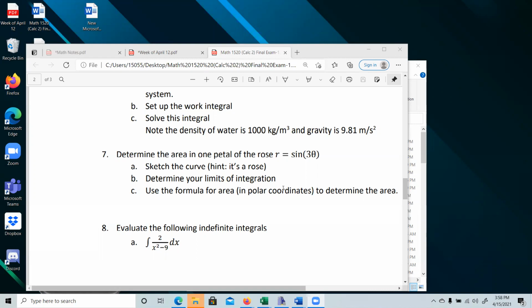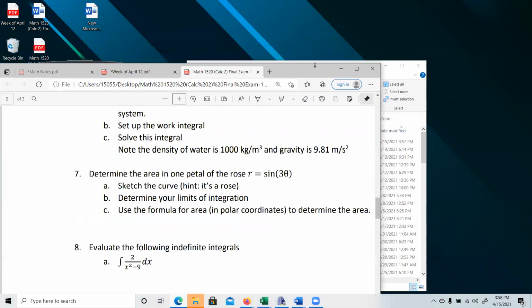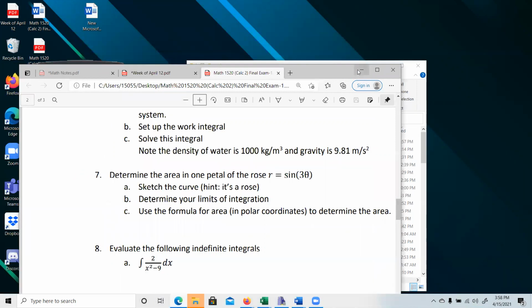Then we're going to use the formula for area in polar coordinates and integrate. So there we go. Again, if you go through this and think, I don't remember that formula, let me know. I will write that on your final exam. You don't have to memorize arc length or area inside of a polar coordinate. Let me know, because it's a lot to memorize.